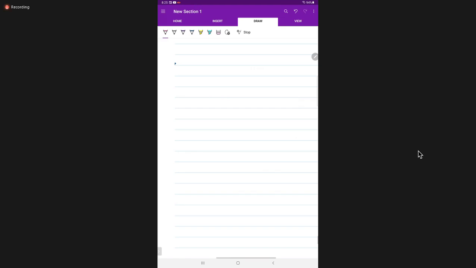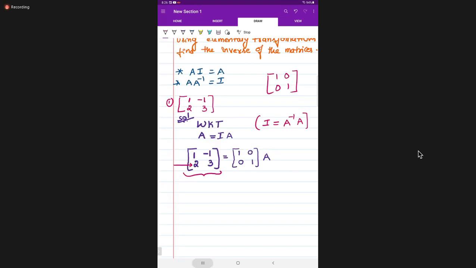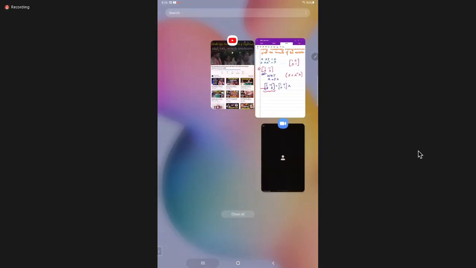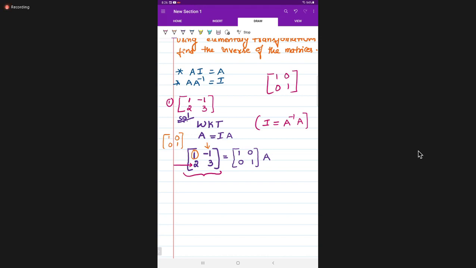Identity matrix is nothing but what, students? Please, 0 0 1. Here 1 is there, no need to change. But here minus 1 is there, this minus 1 is changed to 0. Now here, second row, 2 is there, make this 2 as 0. The next element is 3, make this 3 as 1, by using row operation.